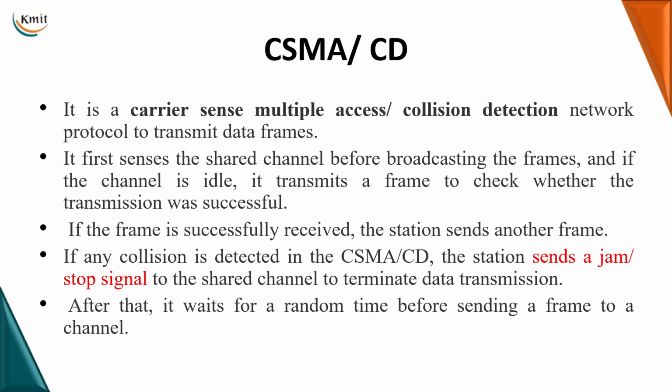Now coming to the second method of CSMA, that is random access protocol, CSMA CD, carrier sense multiple access with collision detection. It is a network protocol to transmit data frames, where the station will first sense the shared channel before broadcasting or sending the frames. If the channel is idle, it will transmit the frame and will check to see if it was successful. How will it check to see if it was successful? It will receive the acknowledgement. If the frame is successfully received, the station will transmit the other frame.